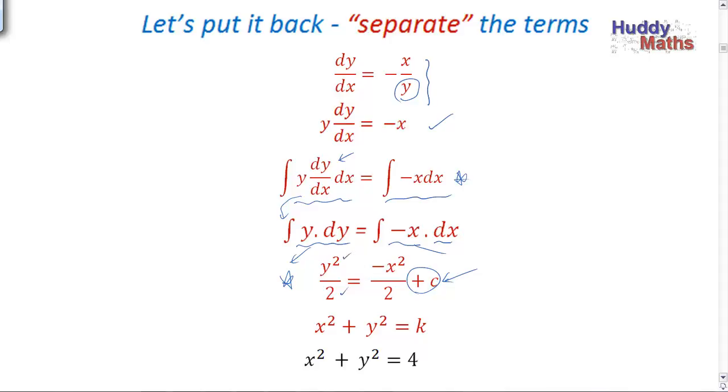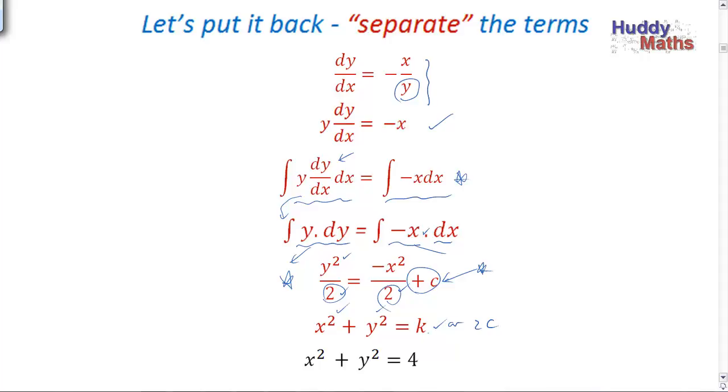y squared on 2, this is negative x squared on 2, and then x squared plus y squared equals some constant here. We're multiplying both sides by 2, so call the new constant k. It's really 2c if you want. So you could put 2c. But having introduced c there, when we multiply it through by 2 and rearrange, we'll have 2c.